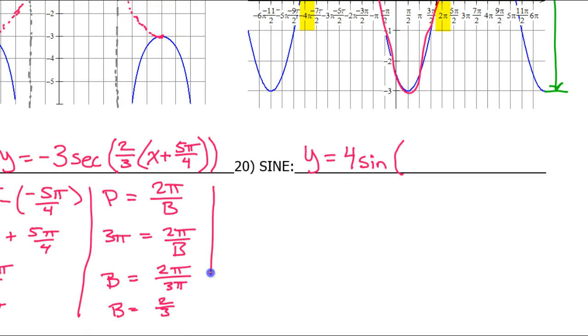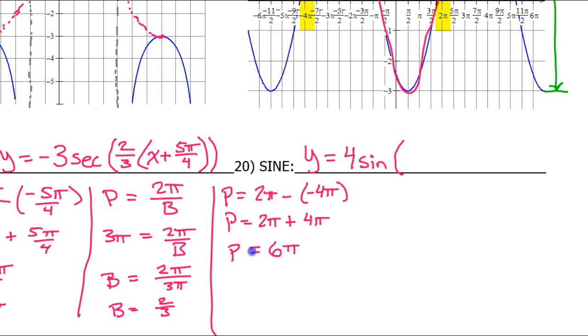Okay, I feel like I should put a line right here to separate this. So the period is going to be the end value minus the beginning. So minus negative 4 pi. And here again, when you subtract a negative number, you add. So this will be 2 pi plus 4 pi. So the period is 6 pi.